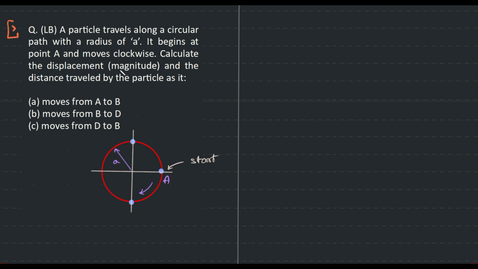Calculate the displacement, magnitude, and the distance traveled by the particle as it moves from A to B. So we'll call this B. And it moves from B to D. Let's consider this as D. And then from D to B. Oh, it's moving clockwise. Okay, let me make this D. I think this will be a better scenario.